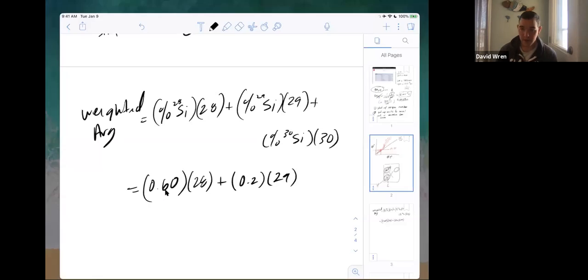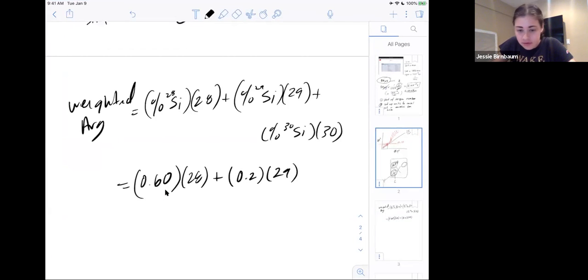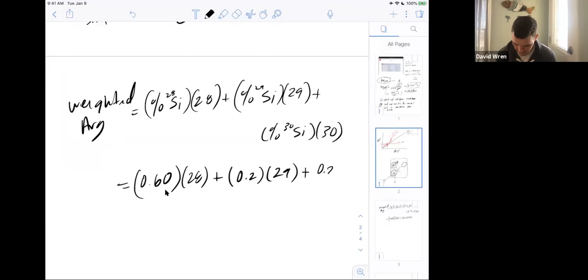Okay. So then we have this plus 0.2, the last one is just the same, 20% times 30. And by doing this, it is called a weighted average. I am weighting the 28 higher because I have more of it. This is a way, if I pull a silicon out of the earth, it's going to be either silicon 28, 29, or 30. I don't know which one it is, but on average, it's probably going to be silicon 28 based on our numbers. So when we're doing calculations, we just want a best guess.